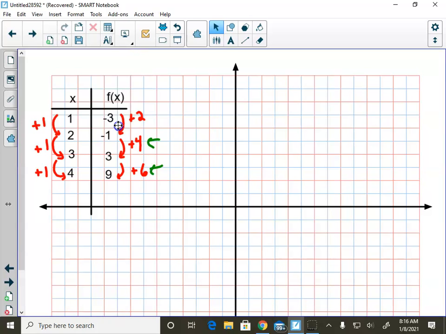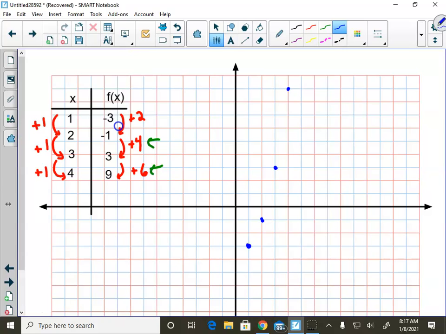Okay, and let's say that we look at the graph, because graphs don't lie. Let's just take a quick look at our graph if we were to plot these points, and we'll see what they look like. So let's plot 1, negative 3, that would be over here. Then we have 2, negative 1, that would be this point. We have 3, 3, should be right there. And we have 4, 9, which would be all the way up there.